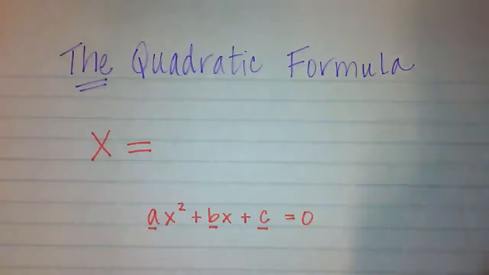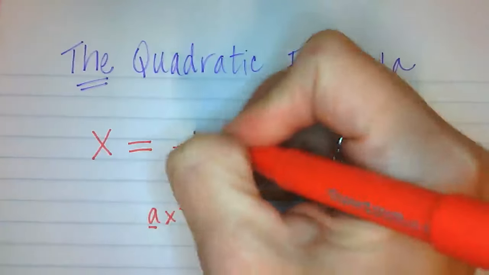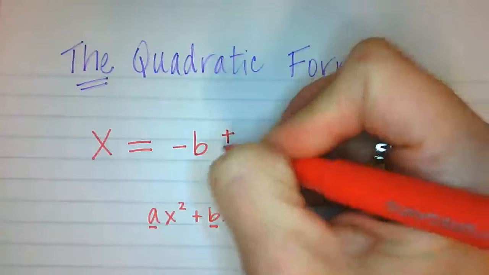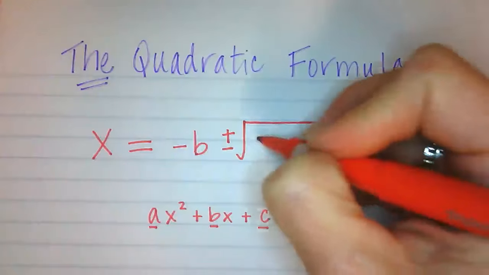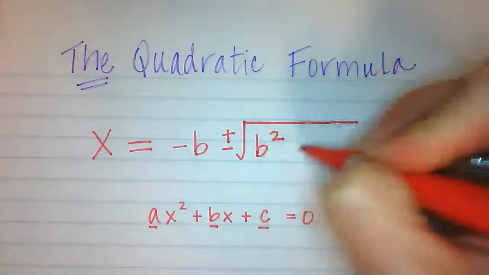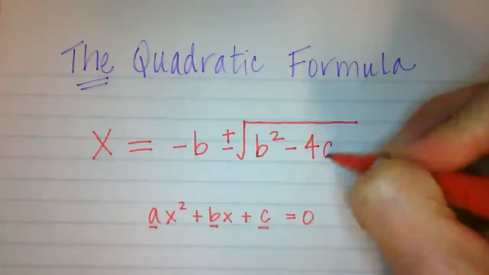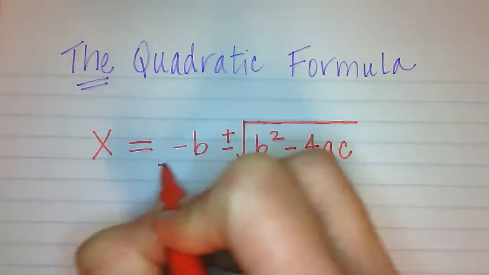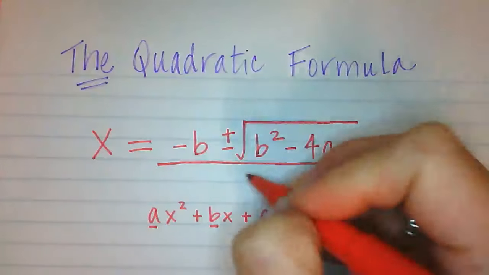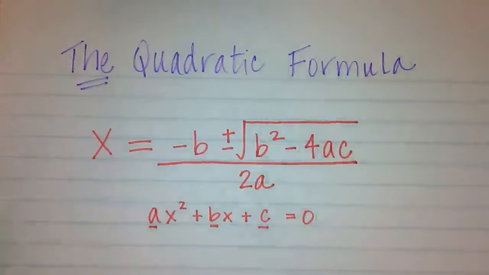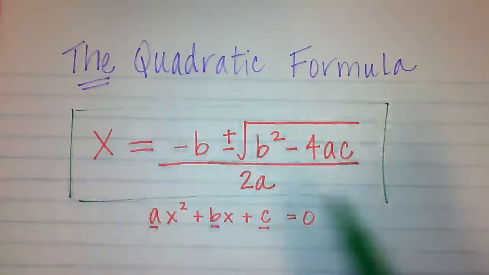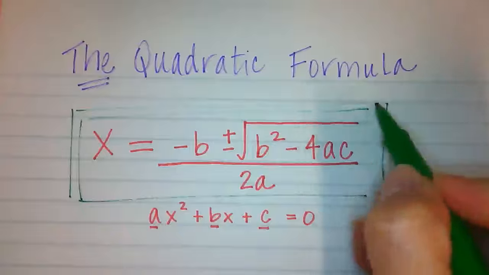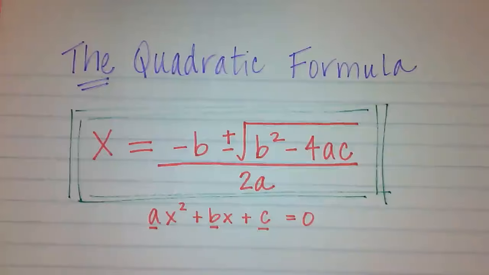So the quadratic formula is negative b plus or minus the square root of b squared minus 4ac, and all of that is divided by 2a. So that is the quadratic formula, the one that we use. This is the famous quadratic formula right there.